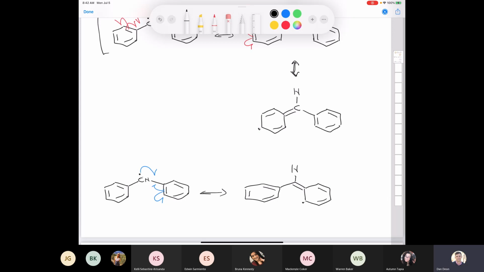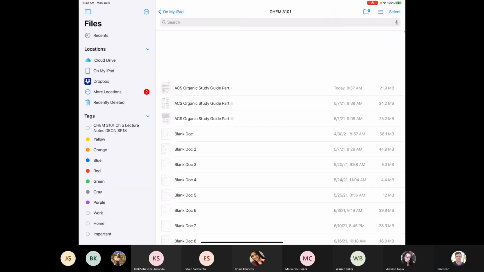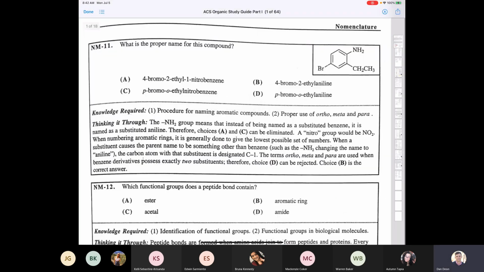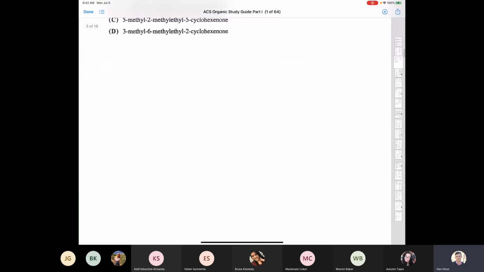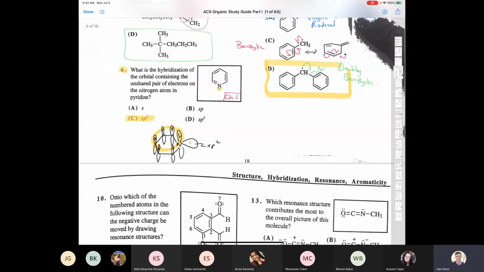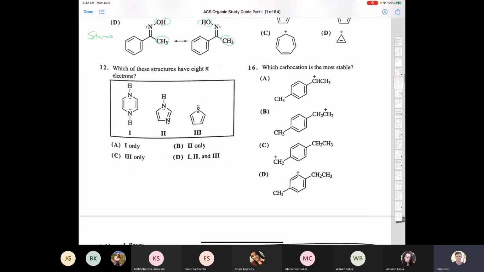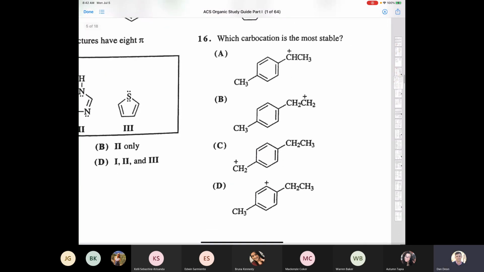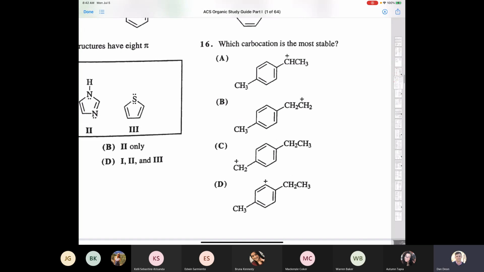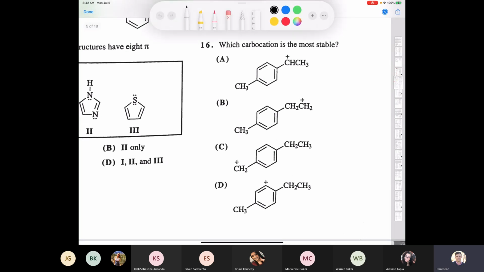All right, we'll go back to the study guide and let's move on. So we looked at that doubly benzylic radical. We covered question number 11. The next one I had was question number 16. Let's move down to question 16. Question 16 was dealing with carbocations, and it just asks us which carbocation is the most stable. So I'll give you a few seconds to look at that.